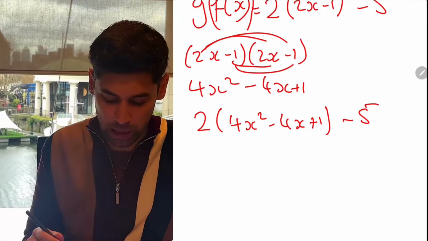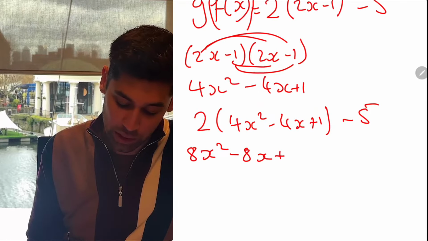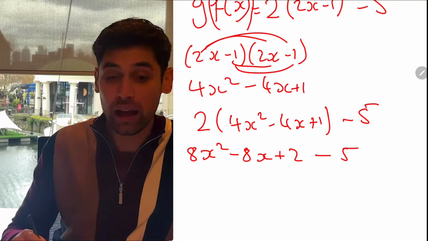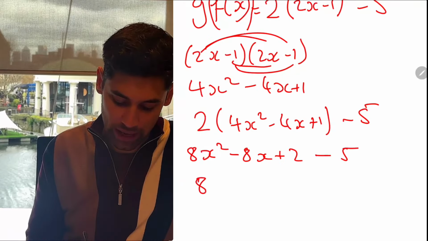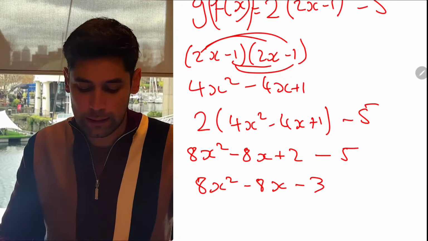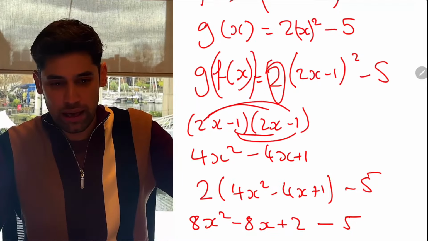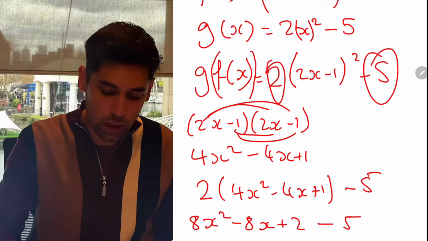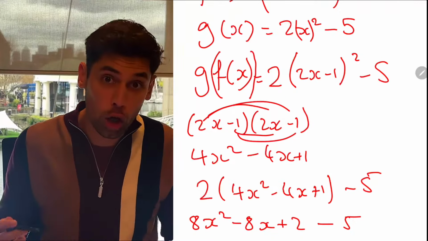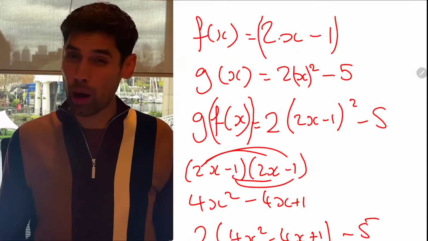And then we're going to multiply out the brackets, so that's going to create 8x squared minus 8x plus 2, then minus 5, and then we just collect the like terms at the end to create 8x squared minus 8x minus 3. So we do not ignore the fact that there is a 2 happening here and a minus 5 happening as well. It's a lot going on, and that's why this question, in my opinion, would be worth probably 4 marks.